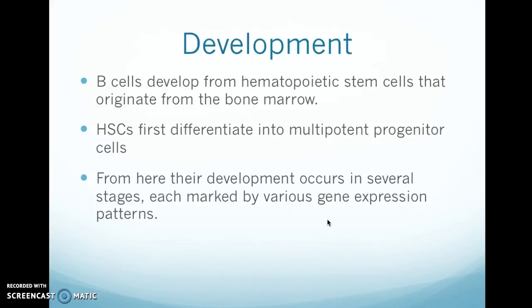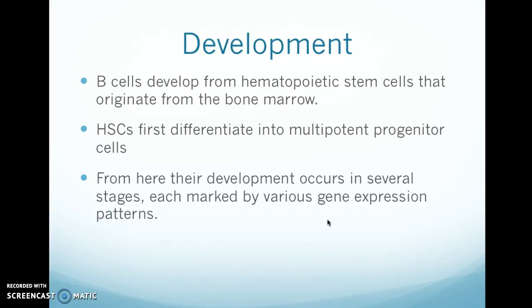Moving on to development, B cells develop from hematopoietic stem cells, or HSC, and they originate from bone marrow. HSCs first differentiate into multipotent progenitor cells, MPP, and then common lymphoid progenitor cells, CLP. From here, their development into B cells occurs in many different stages, and each stage is marked by various gene expression patterns and immunoglobulin H chain and L chain gene arrangements.